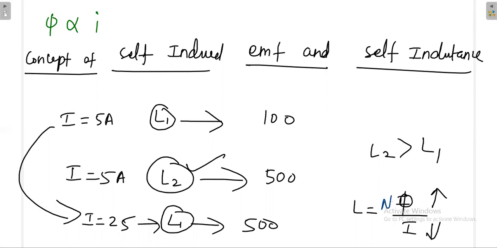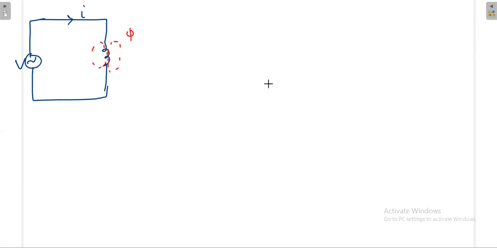Now we'll derive the inductance value. Battery is there, again inductor, voltage is there, some current is flowing. Once the current flows, then around the inductor there will be flux like this. Around the inductor the flux will be like this.